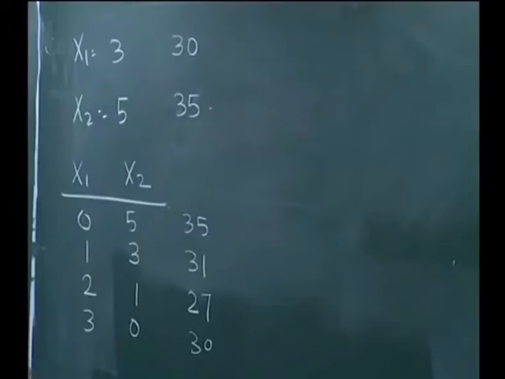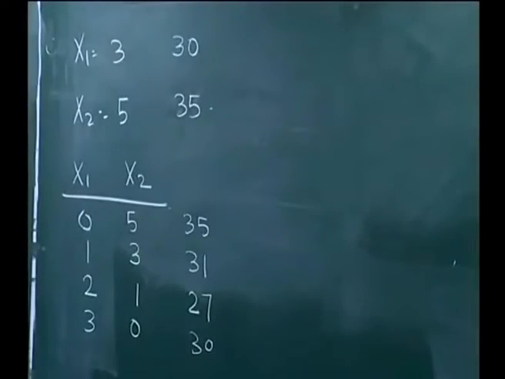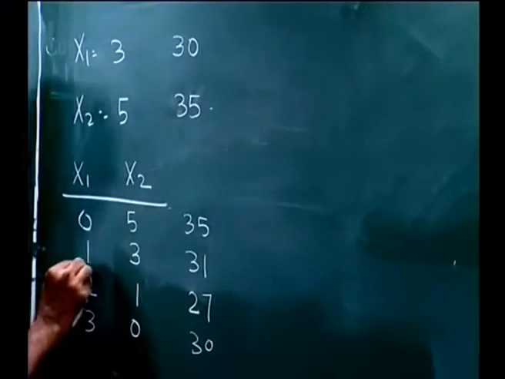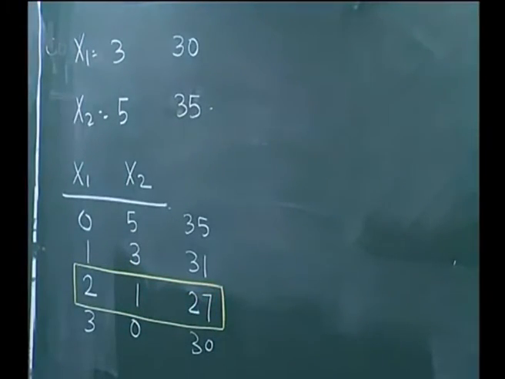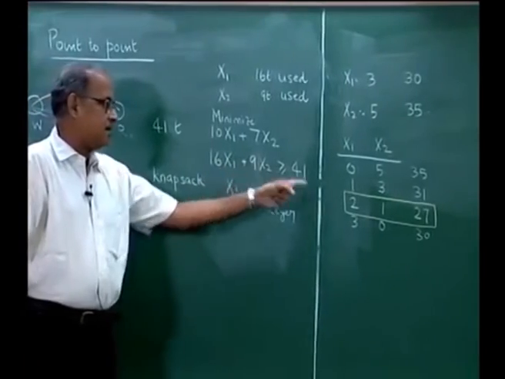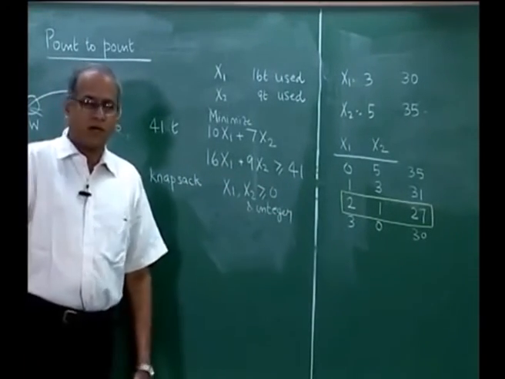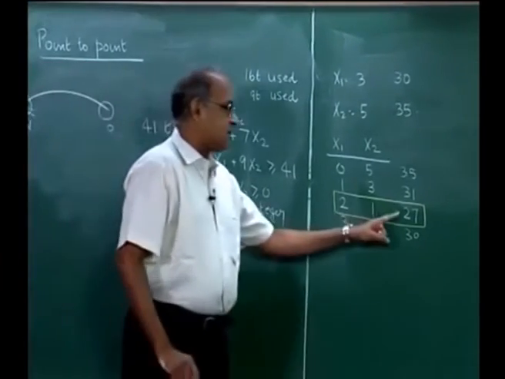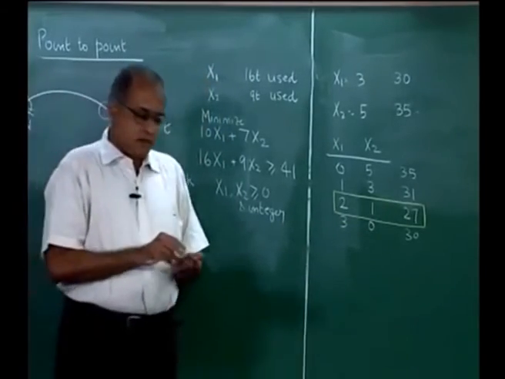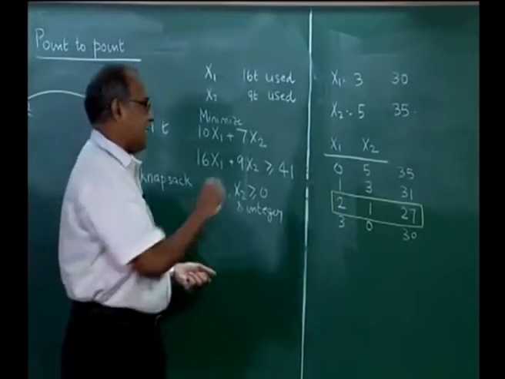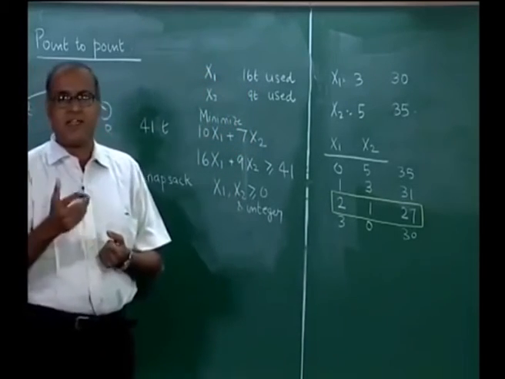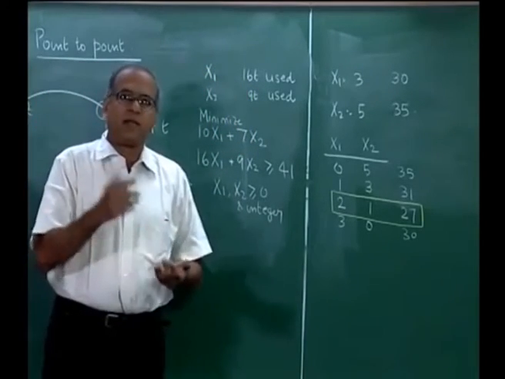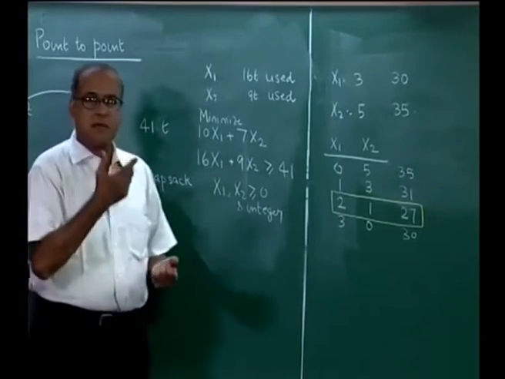So, only 4 enumerations are possible in this case and the best solution is here, which is to use 2 16-ton trucks and 1 9-ton truck to get this 41 with a total cost of 27. But we can also understand that the enumerative method that we have shown here is not computationally efficient and can become intractable when some of these numbers become higher.